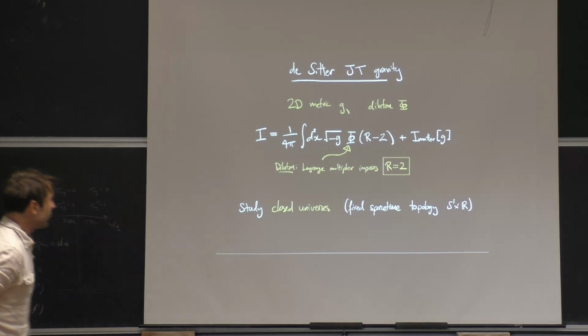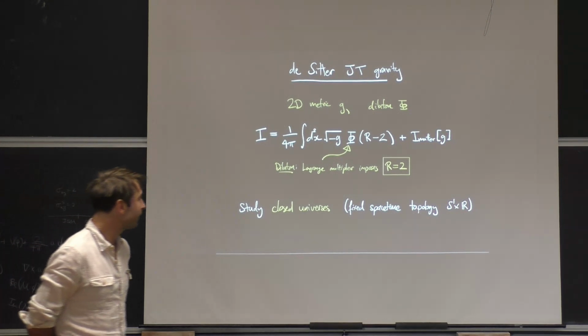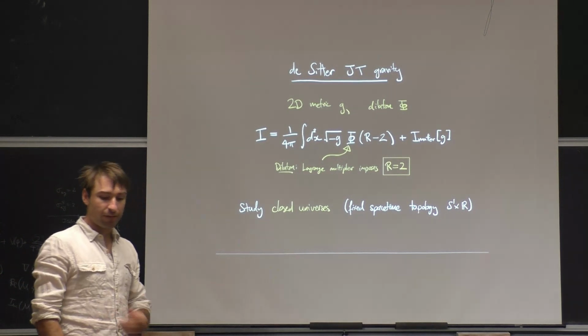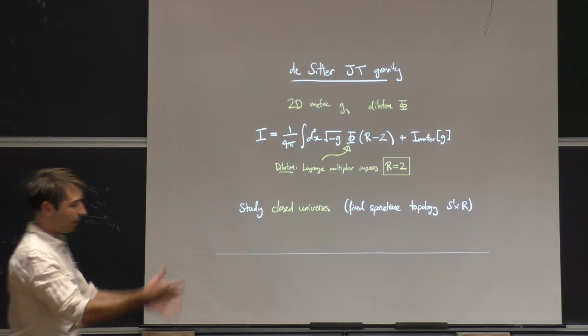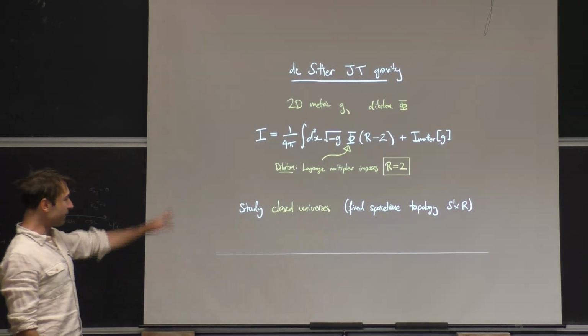Okay, de Sitter JT gravity. For this audience, maybe it doesn't need too much of an introduction because it's something very familiar, with maybe a flip of a sign that makes it slightly less familiar. So it's a two-dimensional theory of gravity, a theory of a metric and a scalar field, the dilaton. And the action looks like this.